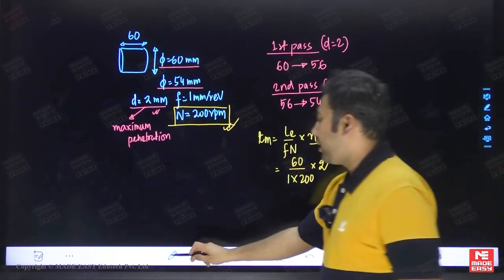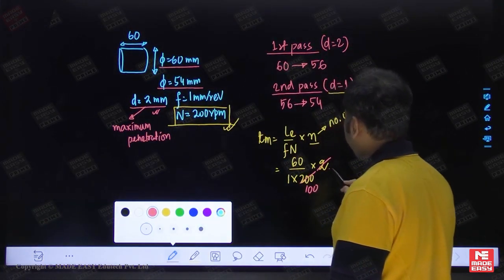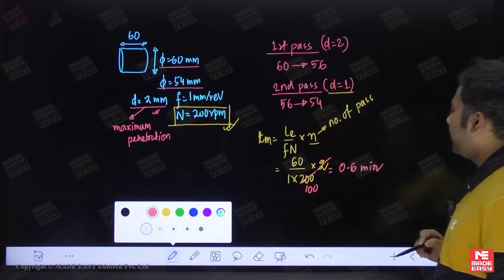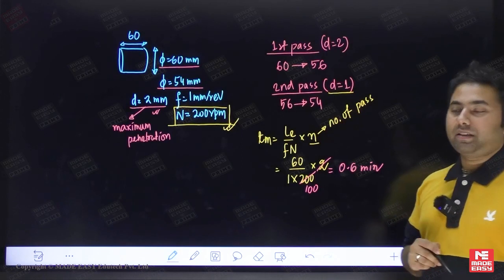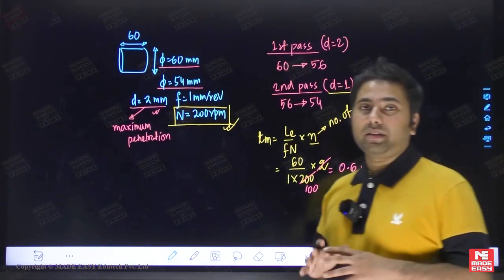So now we can easily go for the calculation. 60 divided by 100 is 0.6 minutes. So 0.6 minutes is the answer. This is the total time required for both the passes.